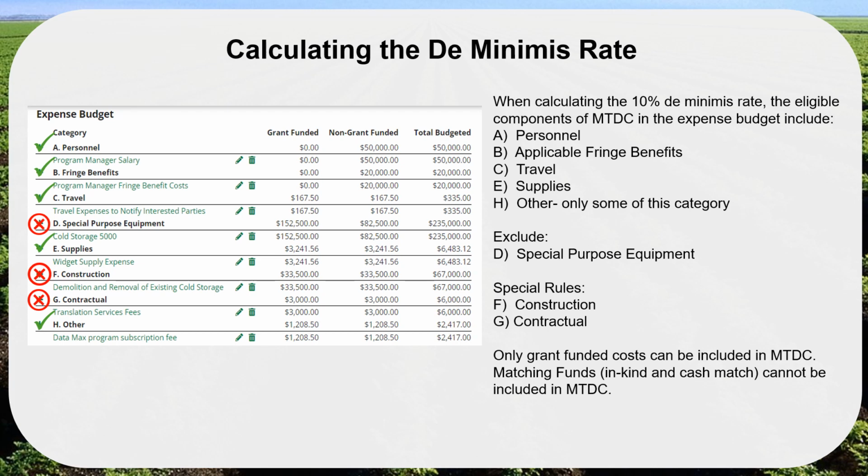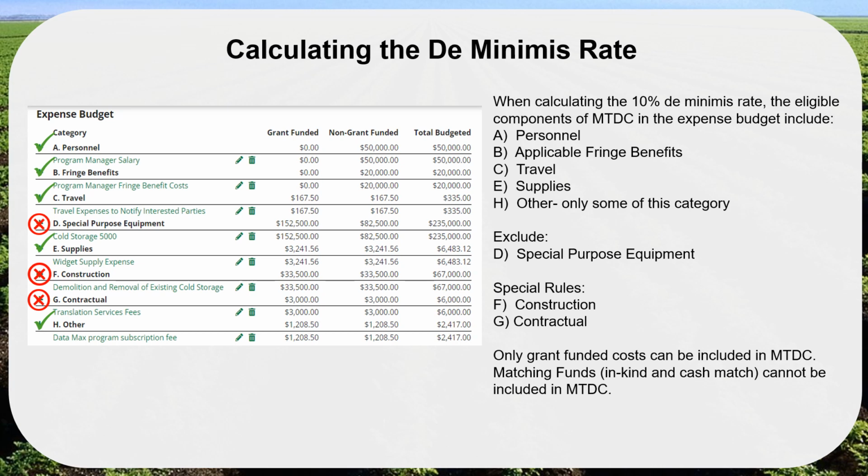Let's take a closer look. When calculating the 10% de minimis rate, the eligible components of the MTDC and the expense budget include A, personnel, B, applicable fringe benefits, C, travel, E, supplies, and only some of category H, other. This excludes category D, special purpose equipment. And special rules apply to F, construction, and G, contractual, that we will touch on soon.